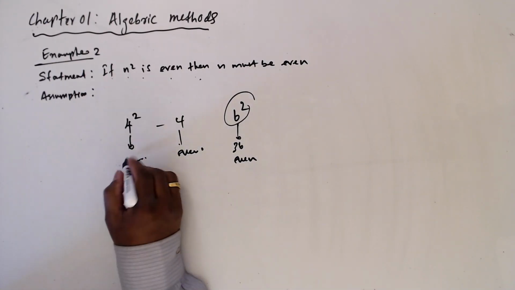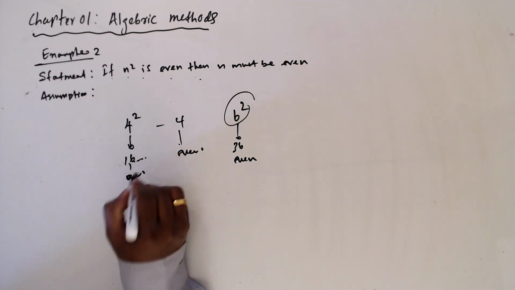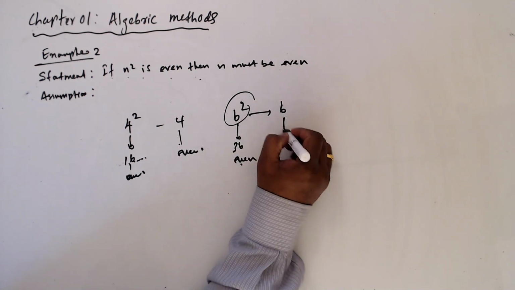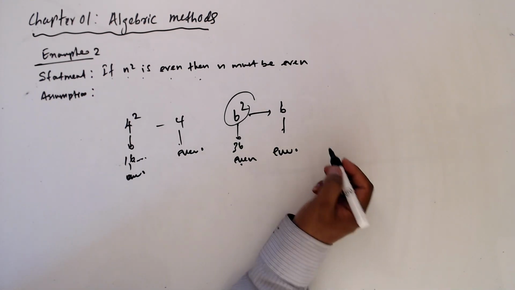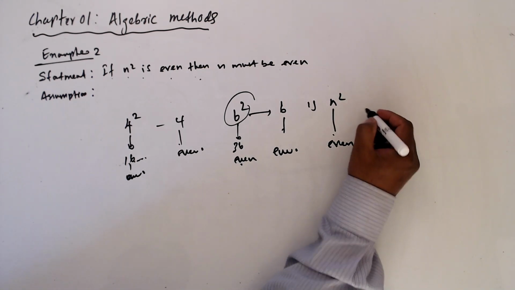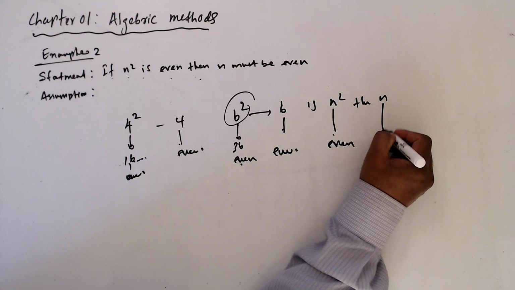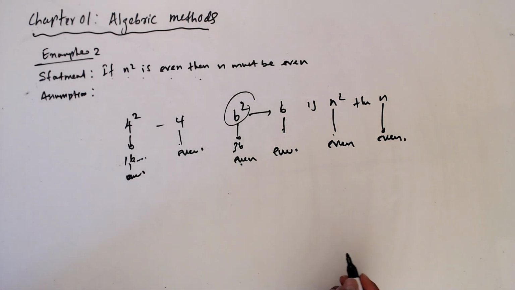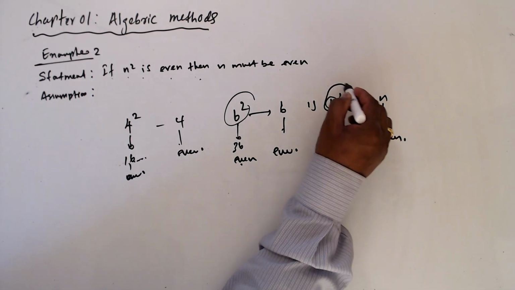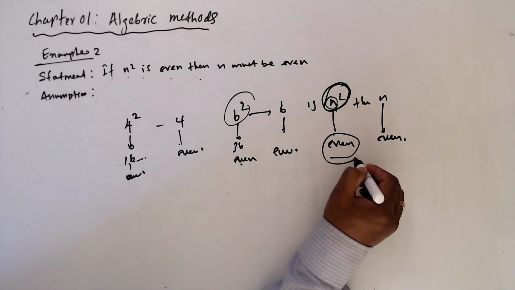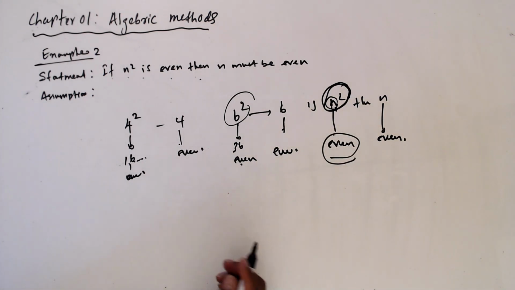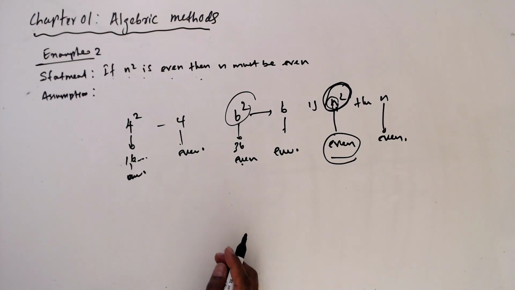So 16 is an even number. So 36 is even, then 6 is also even. If n square is even, then n is also even. We don't know what n is, but we know that when you square this number, we will get an even number. So this implies that n should also be even. That is the idea behind it.